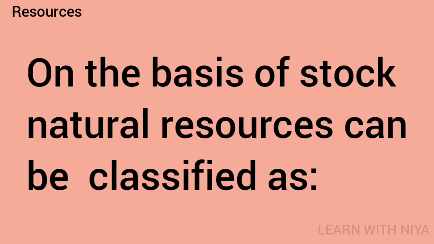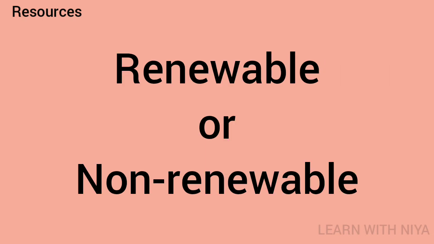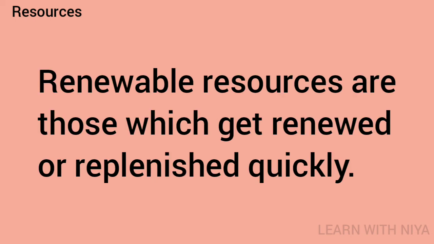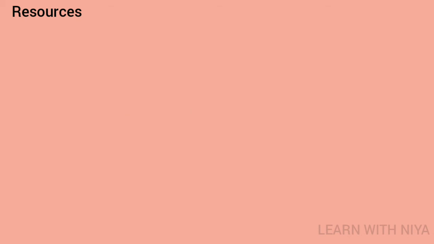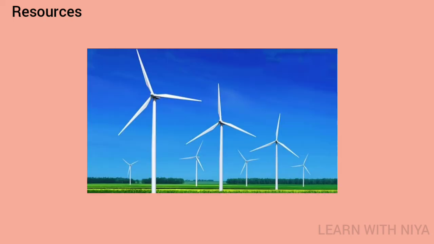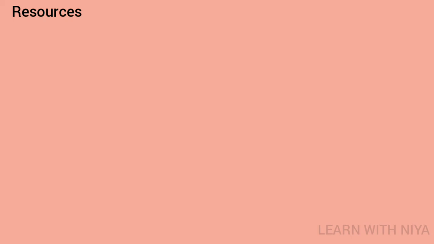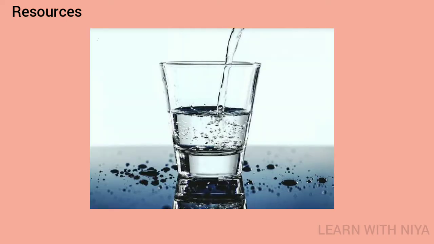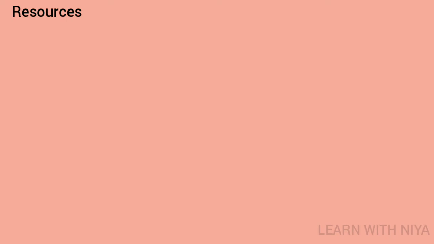On the basis of stock, natural resources can be classified as renewable or non-renewable resources. Renewable resources are those which get renewed or replenished quickly. Some of these are unlimited and are not affected by human activities, such as solar and wind energy. Yet, careless use of certain renewable resources like water, soil, and forest can affect their stock. Water seems to be an unlimited renewable resource, but shortage and drying up of natural water sources is a major problem in many parts of the world today.